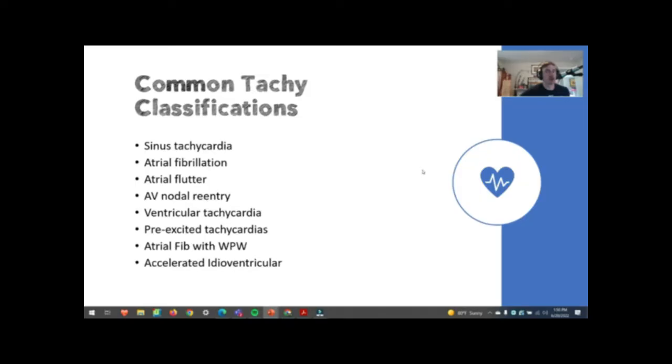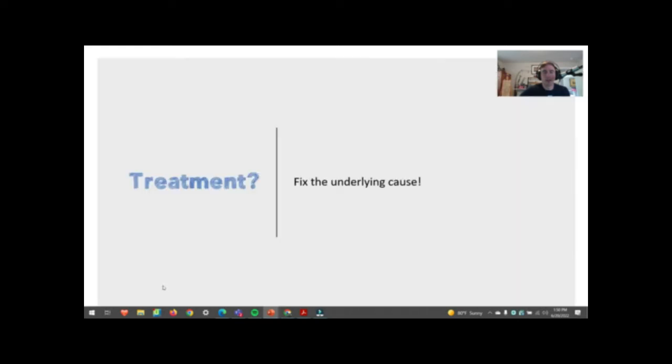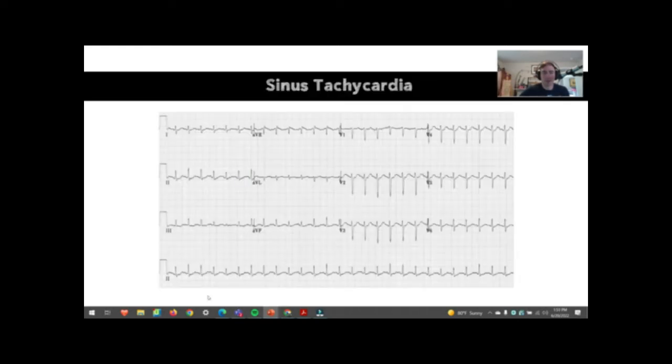All right, so now we're going to briefly cover some common tachycardia classifications to further drive this home. Sinus tachycardia, pretty obvious. You've got a P wave for every QRS. And now, where are the P waves? Well, if you can see my mouse pointer, the easiest lead to find P waves is in V1. You'll see a little blip that's pretty consistent and before each complex, each QRS.